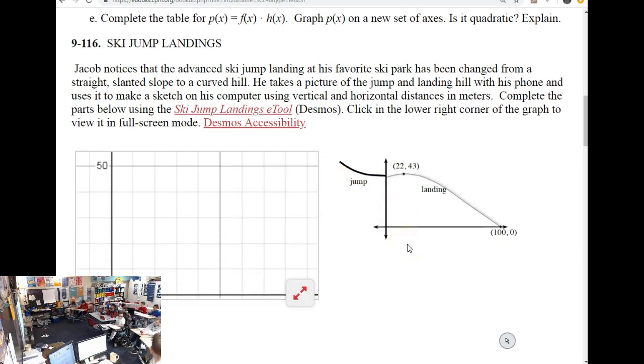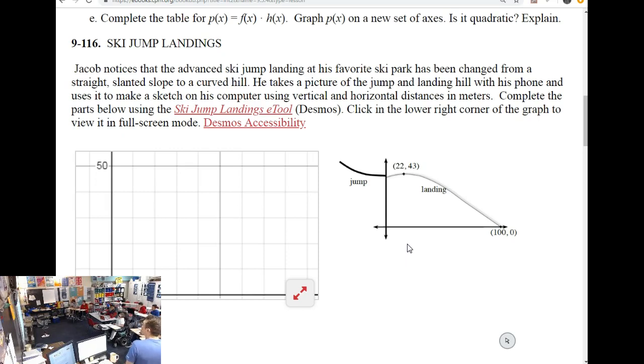All right, Jacob, going skiing. Woohoo! So, Jacob notices. I think Jacob's very observant. Jacob notices that at his favorite ski park, they've changed from a straight, slanted slope to a curved hill. Which makes sense because we can get a launch and then a nice gentle landing, hopefully, or we'll skip off the top of the hill and tumble to our demise.